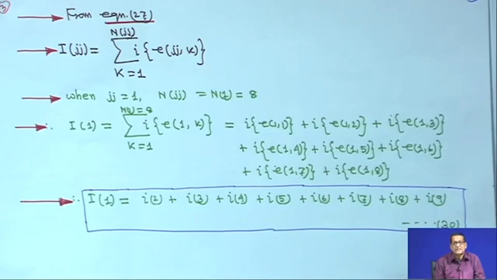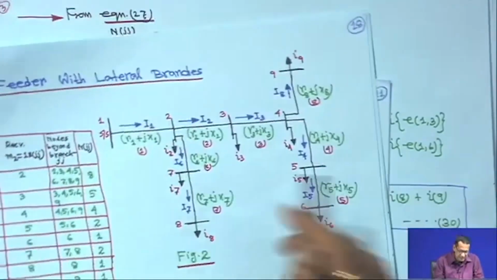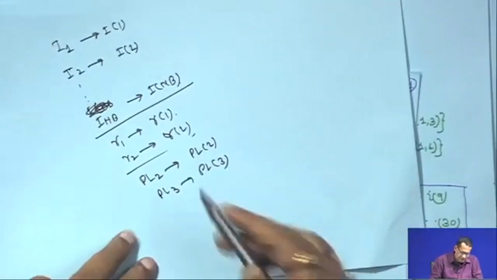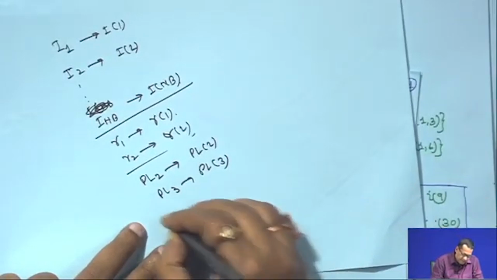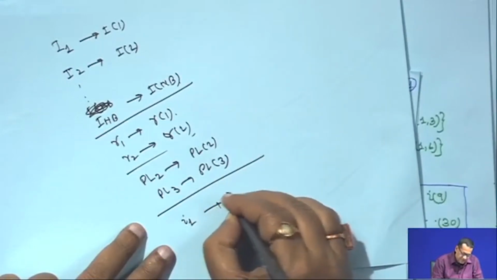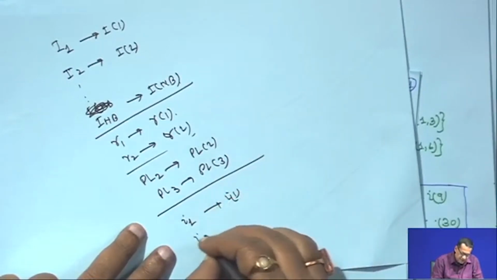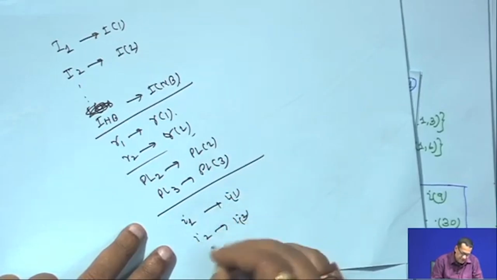This is equation 30. That means, if you look at the branch, again there should not be any confusion, that in the diagram I am writing I1, that is actually I1, that is the load current, I2, that is actually I2, same thing.